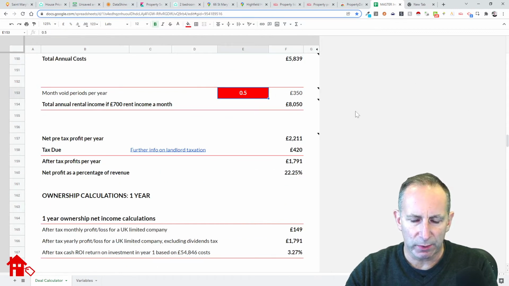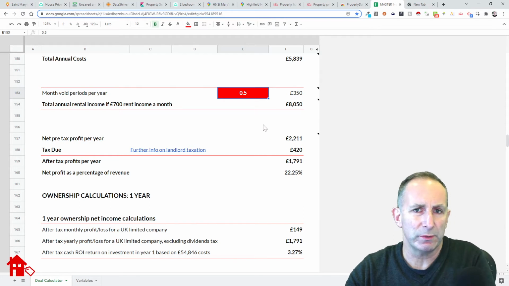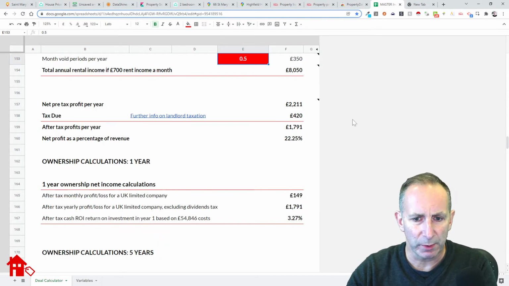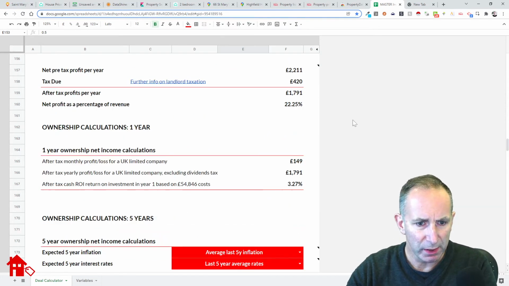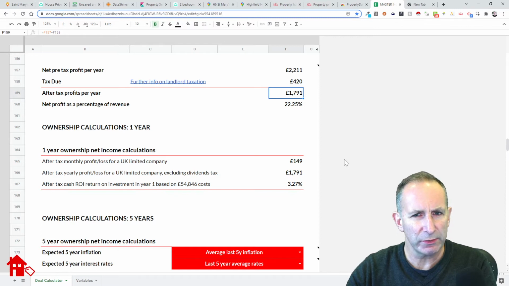Let's assume you did the right thing, bought a property in a nice area, which this one is, then you'll have minimal voids. So on average, you might have 2 weeks where the property is empty per year. And therefore your total profits are 1,791.